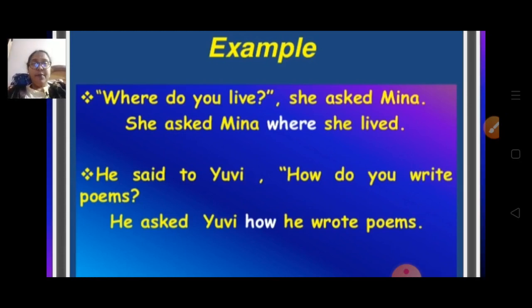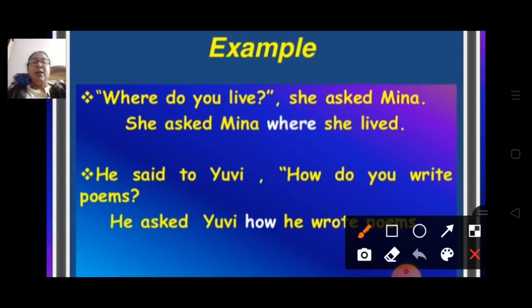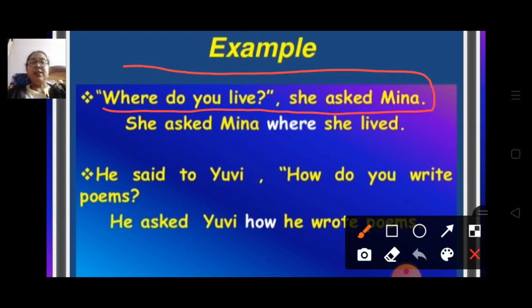Where do you live? She asked Meena. Now here you can see the difference of asking the question. Where do you live? She asked Meena. So this is direct speech. Now whenever we are making indirect speech, we are going to write, she asked Meena where she lived.